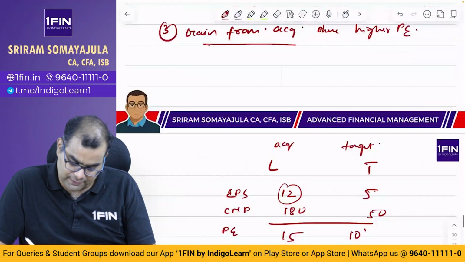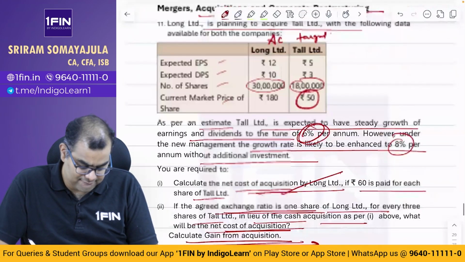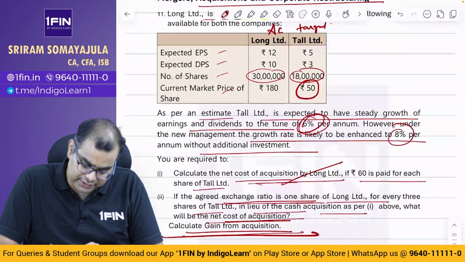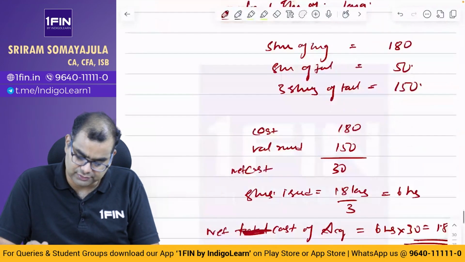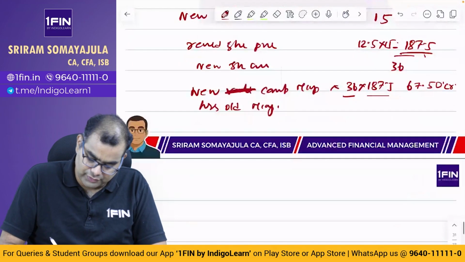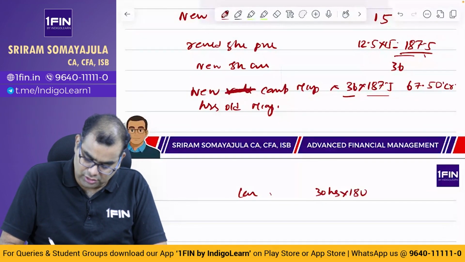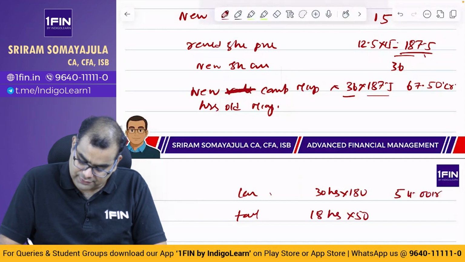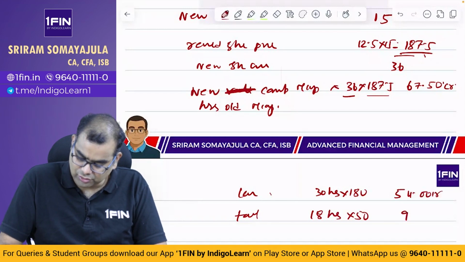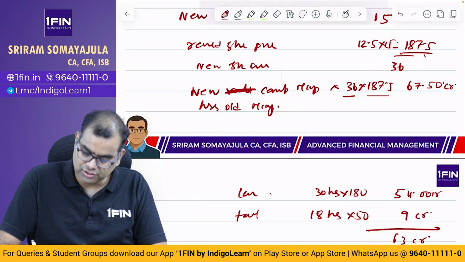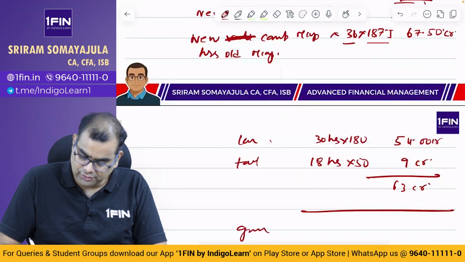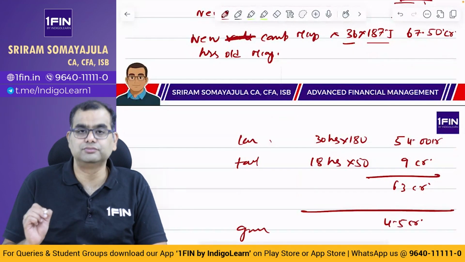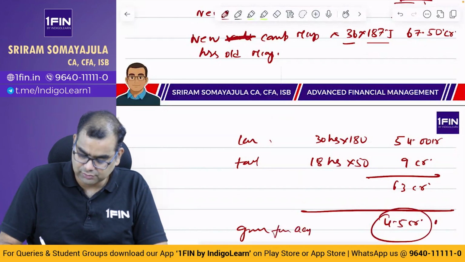Old market cap was how much? Old market cap was 30 lakhs into 180 and 18 lakhs into 50. Long 30 lakhs into 180, tall 18 lakhs into 50. This is 54 crores and this is 9 crores. So this is 63 crores. So the gain is 4.5 crores. Gain from acquisition is 4.5.